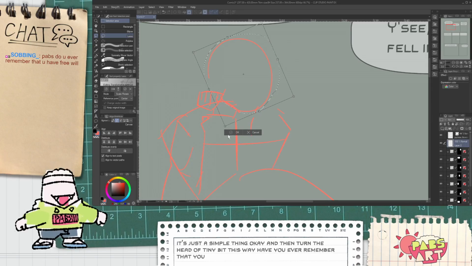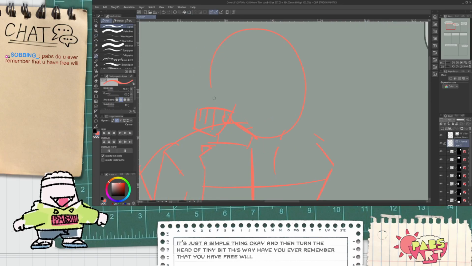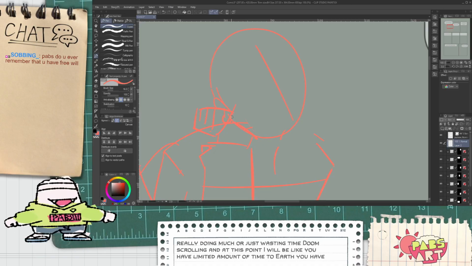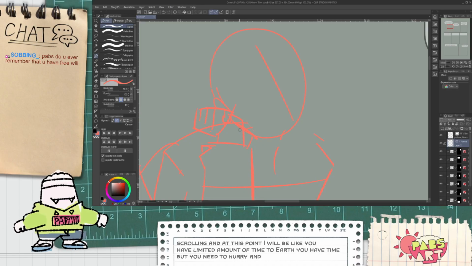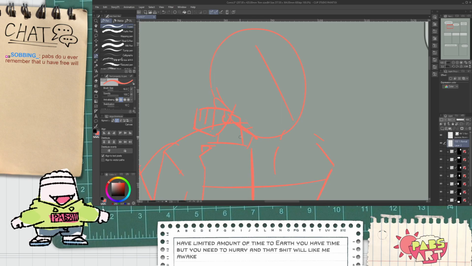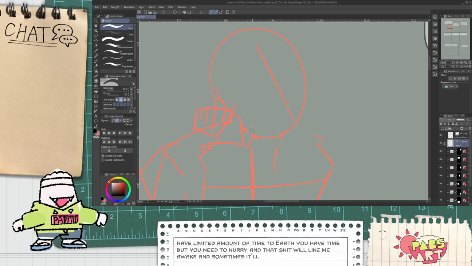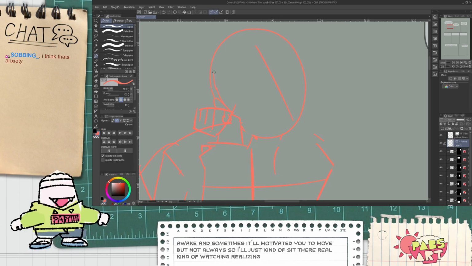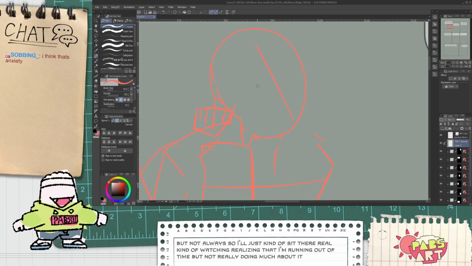Perhaps you ever remember that you have free will? It is a constant sort of pressure to me, yeah. Sometimes I'll be on my bed, fooling around on my phone, not really doing much, just wasting time doom scrolling. And at this point, I will be like, you have a limited amount of time on Earth. You have time, but you need to hurry. And that will jolt me awake. Sometimes it'll motivate you to move, but not always. So I'll just sit there, realizing that I'm running out of time, but not really doing much about it. I think that's anxiety.